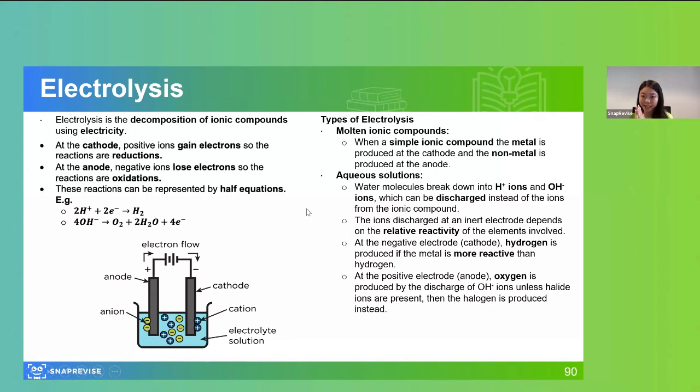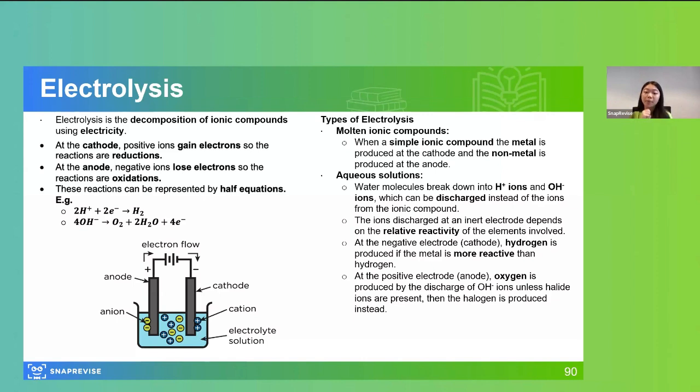So I'm going to reiterate again, with molten compounds, this is combined sciences and triple, molten compounds are just simple ionic compounds. So the positive ion goes to the negative electrode and forms the metal, negative ions form the non-metal, and that's it. That's the only thing you're ever going to form. There's nothing else that could form because there's only those ions in the molten compound.